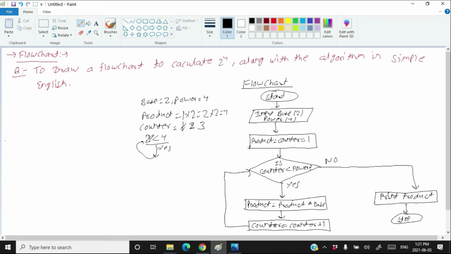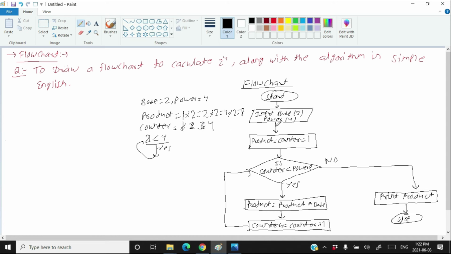Is 3 less than 4? Yes, 3 is also less than 4. So multiply again product and base. What is the previous value of product? That is 4. Multiply it by 2 and you get 8. Increase the value of counter by 1.